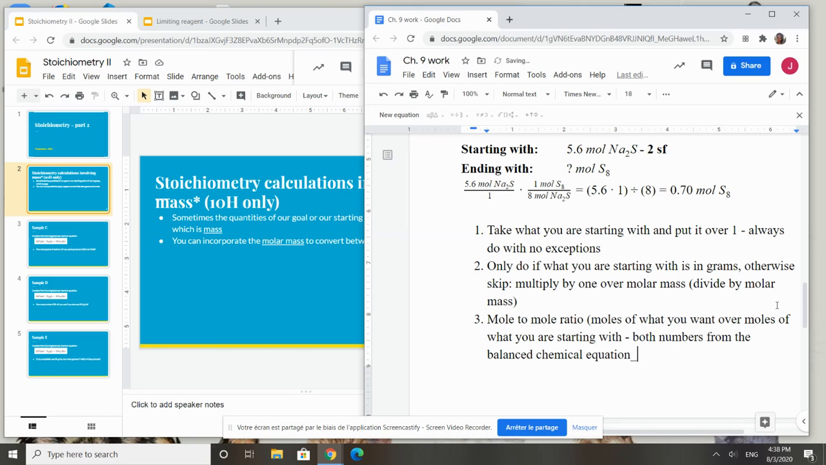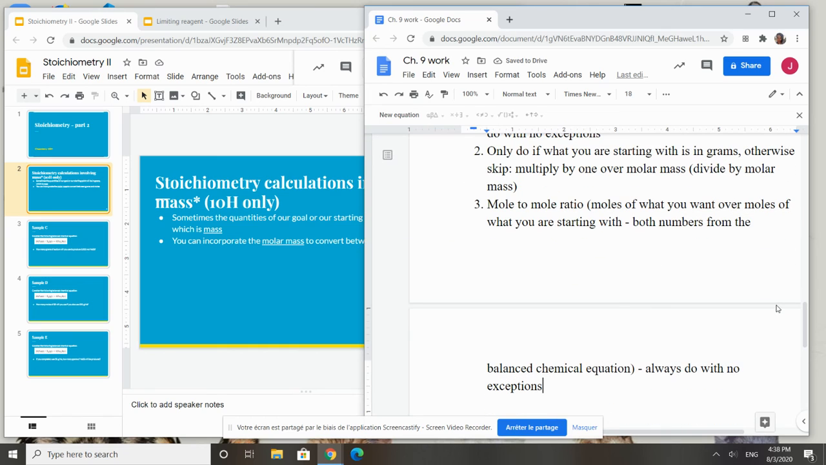The third step you always do with no exceptions. This is the mole-to-mole ratio. That was in the last video, just the moles of what you're looking for over moles of what you're starting with. Both of those numbers coming from the balanced chemical equation.